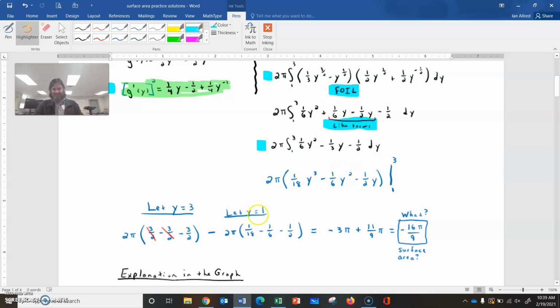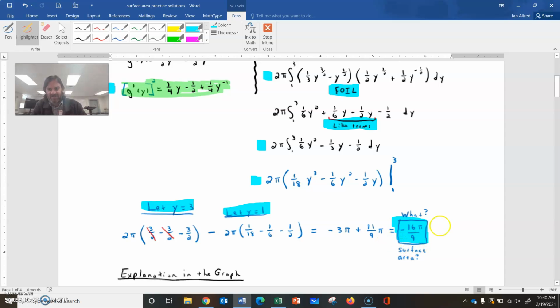So I'll integrate. And this one's pretty simple because I'm just reversing the power rule a couple times. But I'll get 2 pi times the quantity of 1/18 y cubed minus 1/6 y squared minus 1/2 y integrated from 1 to 3. And then I'm going to plug in those values. I'm going to plug in y of 3 and y of 1. And when I do everything, I end up with the total, which is supposed to be surface area, of negative 16 pi over 9.